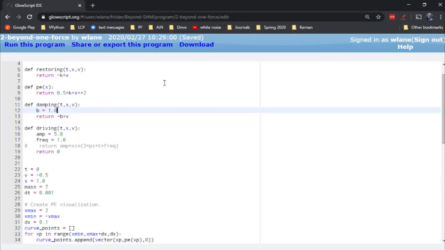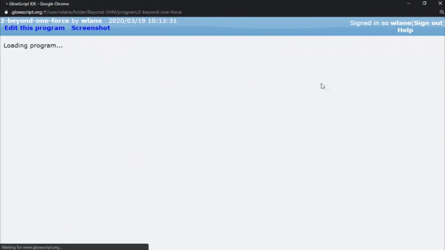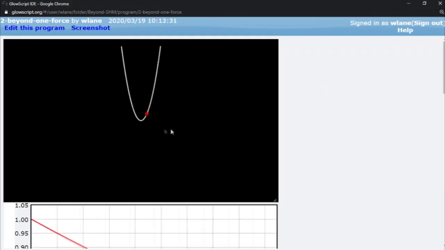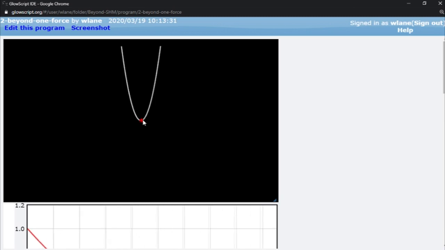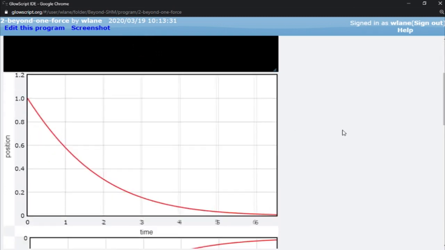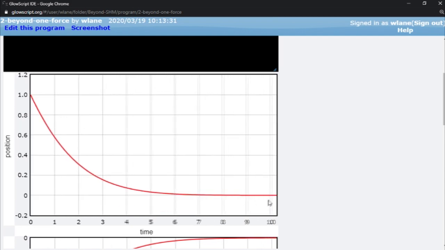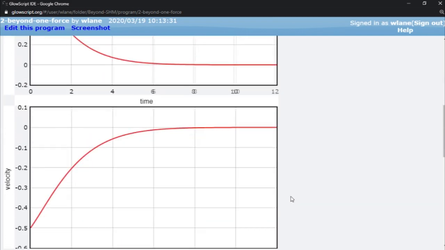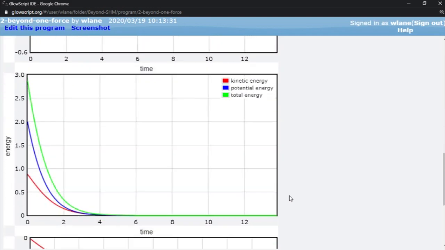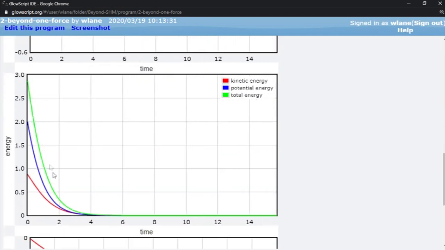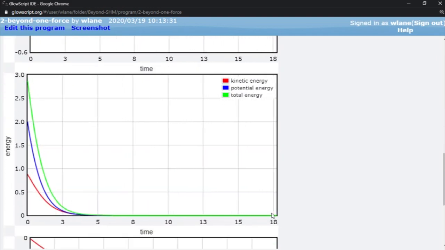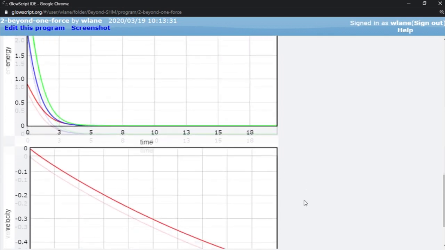But eventually what I can do, if I make this high enough, let's try for 10, I can get it to where this thing doesn't complete any oscillations at all. It just slows down and goes down to the equilibrium point. So here you can see I exponentially decay down to the 0 mark, and I don't get any oscillations. You can see that in the energy too, my energy just gets sucked out by the damping force.